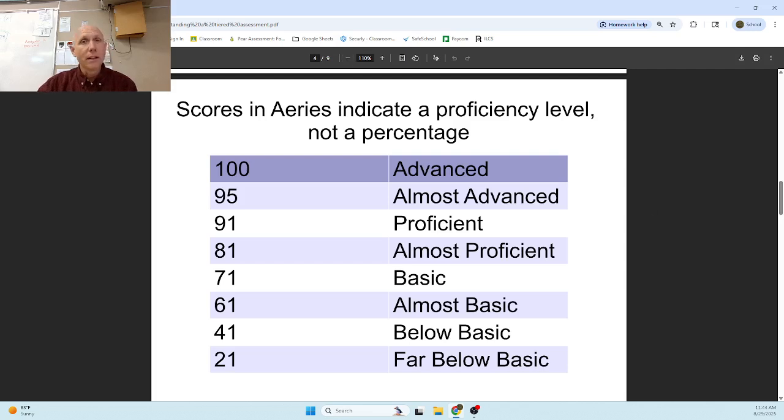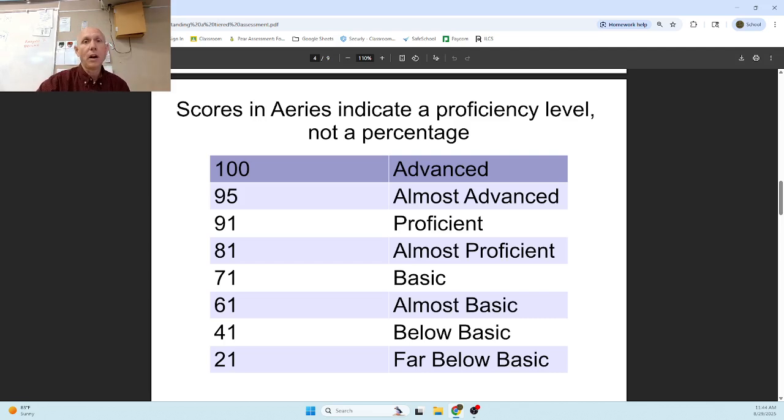Now in Aries, the scores that I put into Aries are not percentages. They are proficiency levels. So when a student gets 100 in Aries, it's indicating advanced level of understanding. Doesn't mean they got everything right. Actually, you'll see that you can get a couple questions wrong and still be considered advanced.